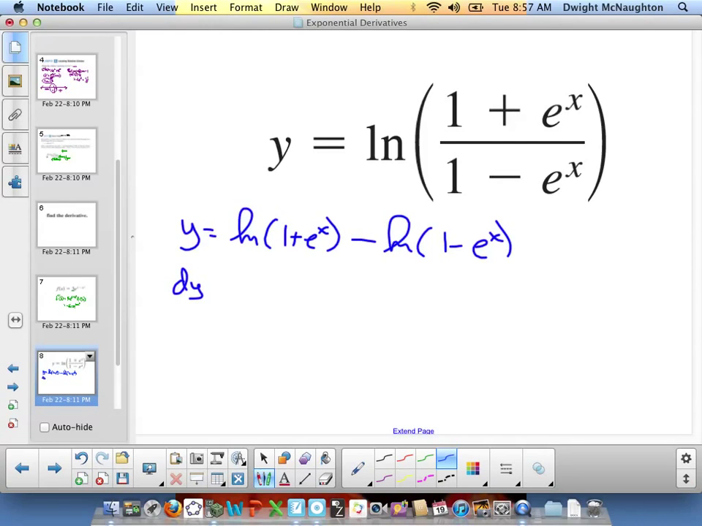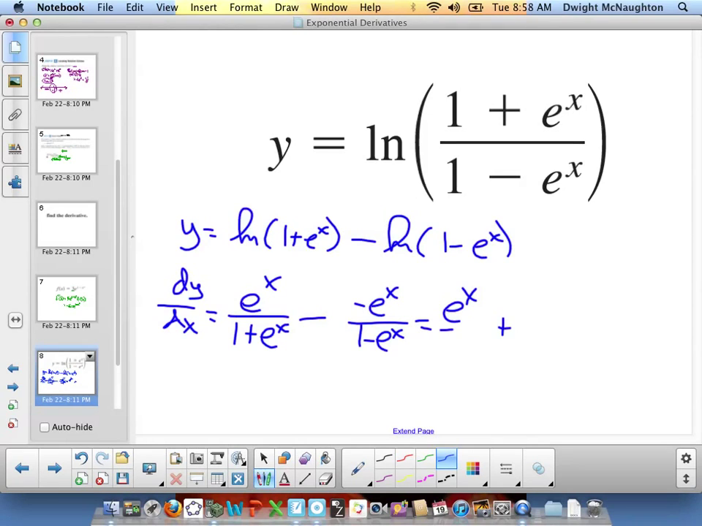So dy dx, the derivative of what's inside the first one is 1 plus e to the x. The derivative of that is e to the x over 1 plus e to the x minus the derivative of what's inside the next one is negative e to the x over 1 minus e to the x. You can keep that or you can simplify it. It's not a huge simplification. E to the x over 1 plus e to the x plus e to the x over 1 minus e to the x.